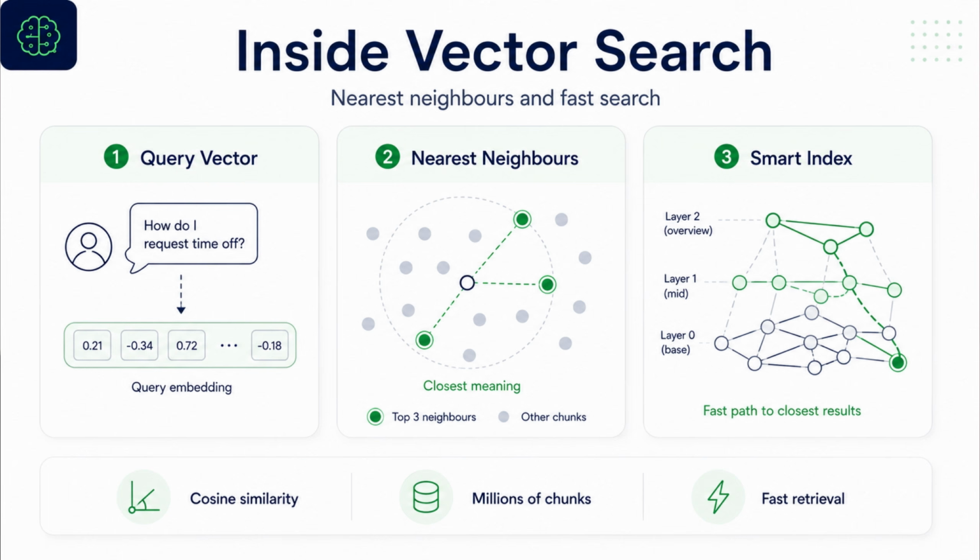Now, at a deeper level, vector search is trying to find the nearest neighbors, which simply means it's looking for the stored vectors that are close to the user's query vector. So one common way to compare similarity is called cosine similarity. We do not need to go deeper into the maths here, but the idea is simple. If two vectors are close in direction, the meaning is usually similar. But when you have thousands or millions of chunks, comparing the question with every stored vector can become slow.